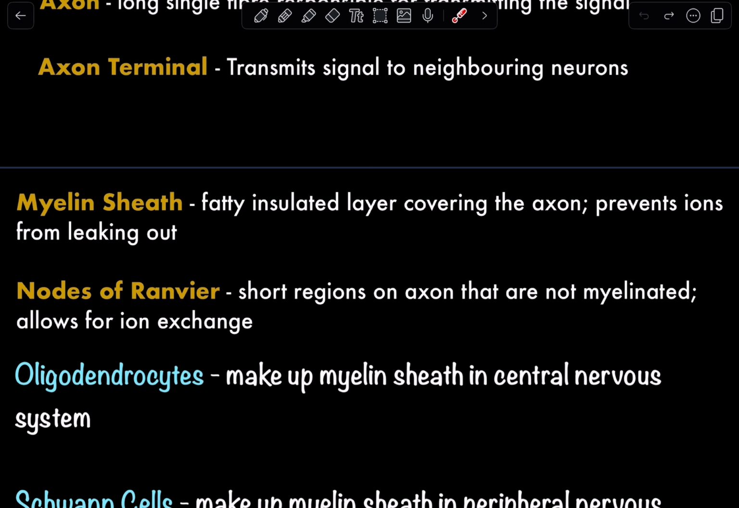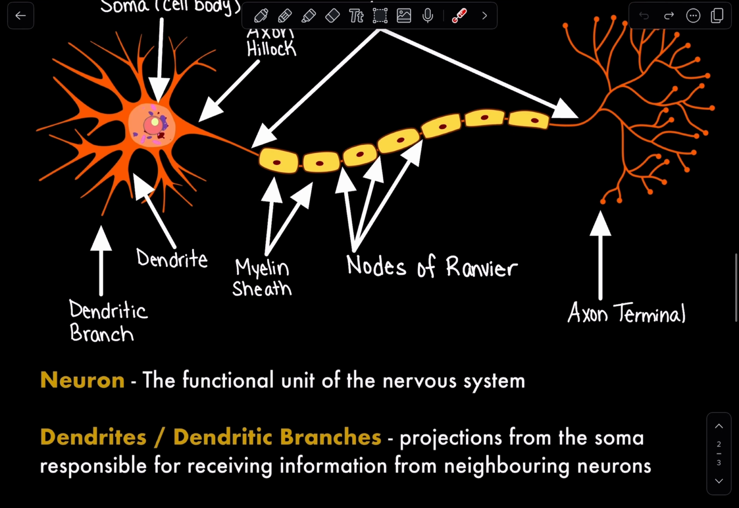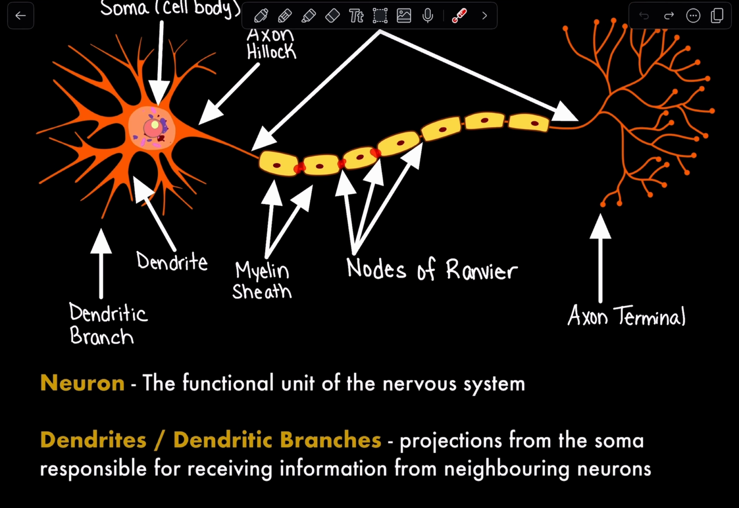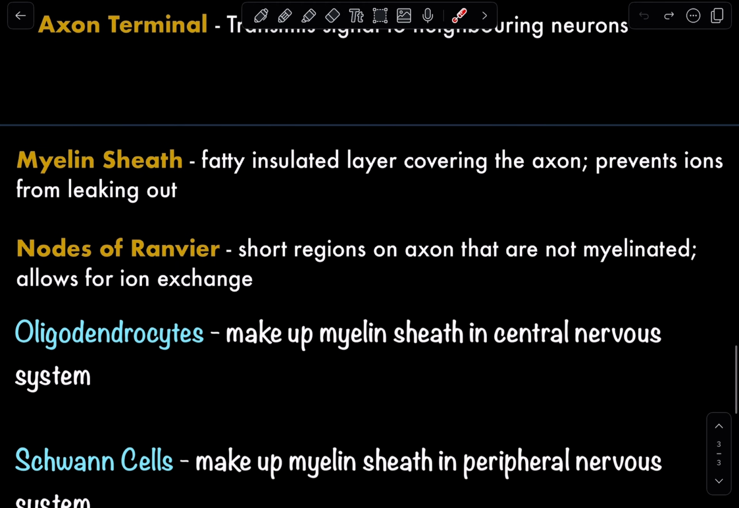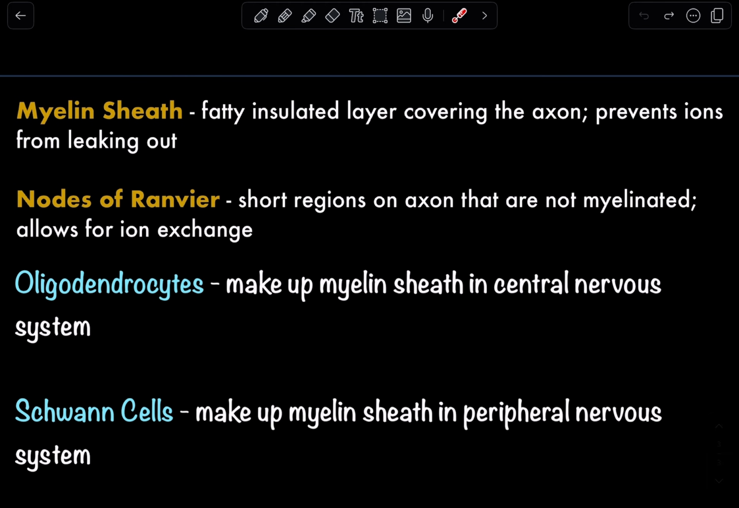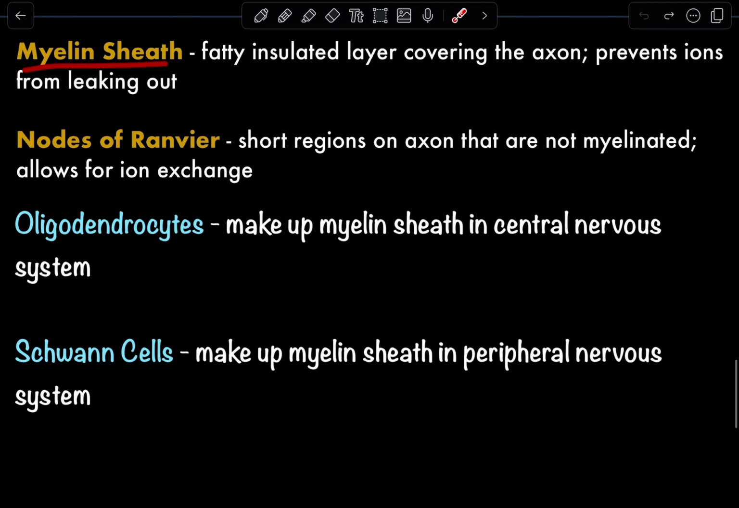And the nodes of Ranvier are those short regions located between the myelin sheaths, and it allows for faster conduction of that action potential, and that faster conduction is known as saltatory conduction. Now, one more thing we're going to go over is what cell type makes up the myelin sheath. We have two different cells. We have oligodendrocytes and we have Schwann cells.